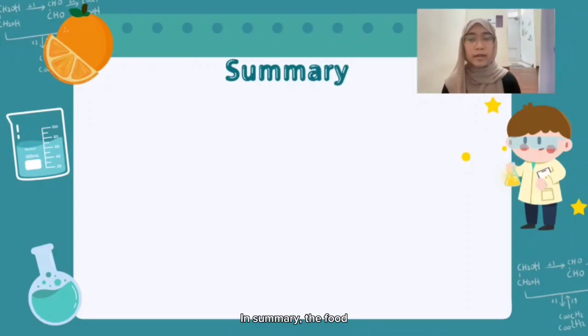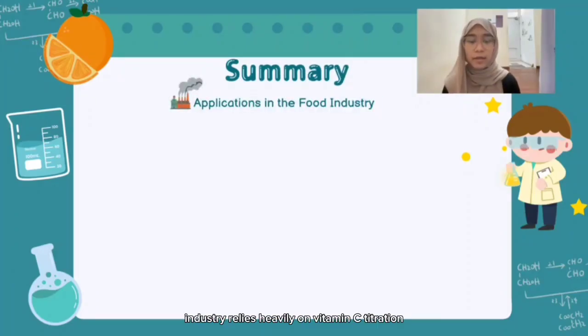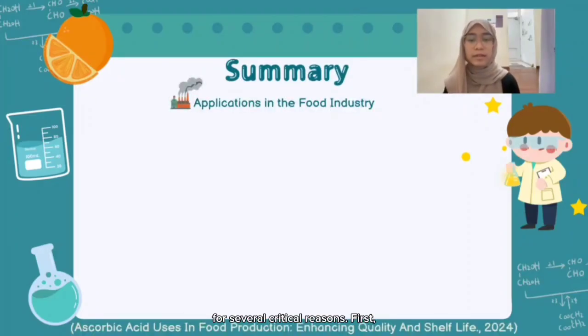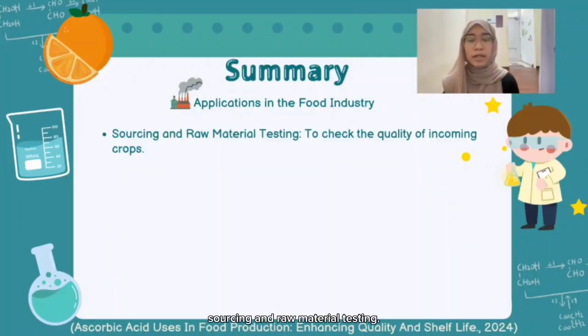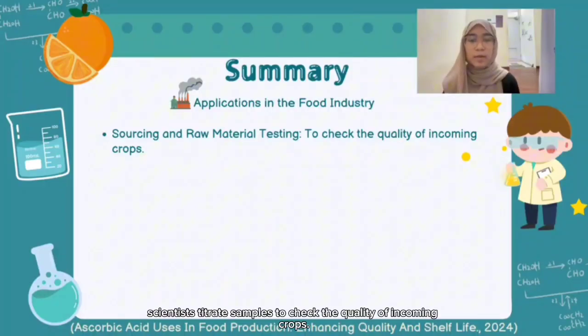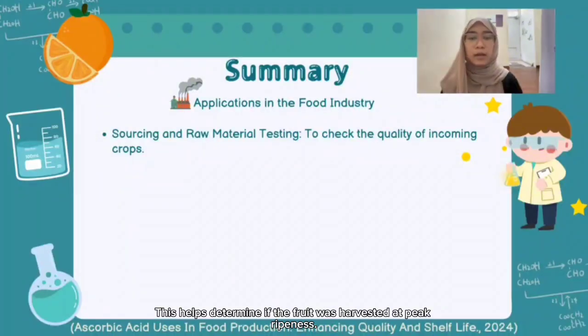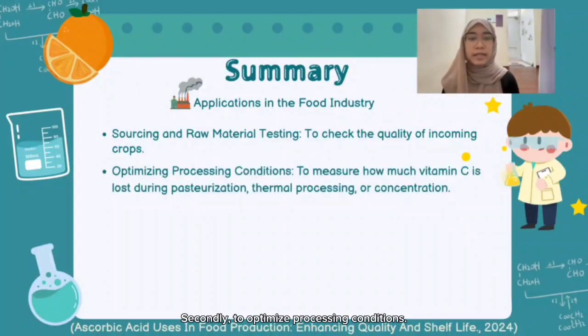In summary, the food industry relies heavily on vitamin C titration for several critical reasons. First, sourcing and raw material testing. Before a single fruit is juiced or packaged, food scientists titrate samples to check the quality of incoming crops. This helps determine if the fruit was harvested at peak ripeness. Secondly, to optimize processing conditions.